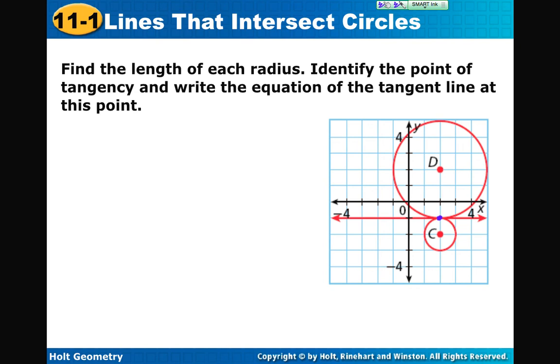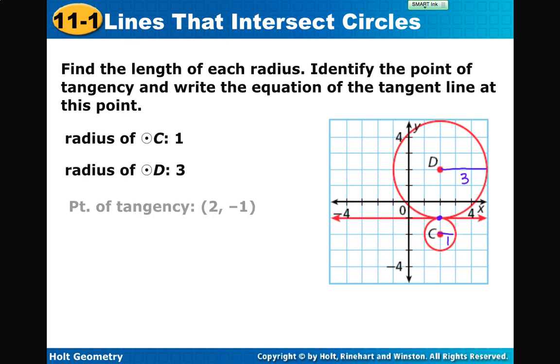Positive 2, negative 1. Okay, our circle D had a radius of 3. If you can count vertically or horizontally, that would be the easy way. Going diagonal, I don't think you want to do that because that's not one space. That's like the square root of 2, so it'd be hard to do that. Radius of C was 1. The point of tangency was 2, negative 1.